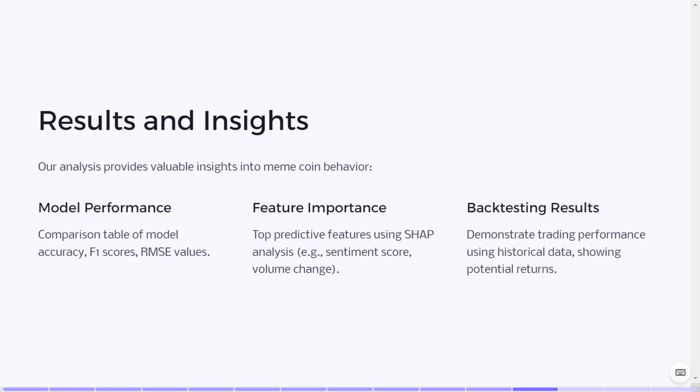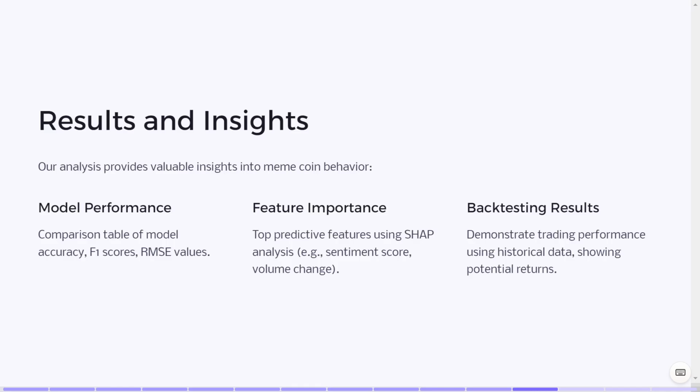One of the key insights from our analysis was the significant impact of sentiment scores on price movement predictions. Using SHAP analysis, we identified that features like sentiment score, trading volume changes, and whale activity were among the most influential. Additionally, our backtesting results showed a potential return of 25% over a 3-month period, using a simple trading strategy based on the model's predictions. This demonstrates the practical application of our approach in real-world trading scenarios.